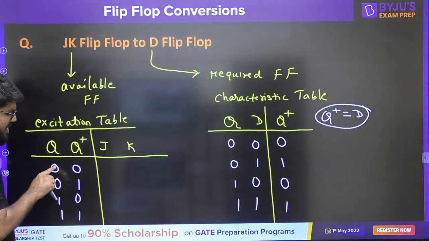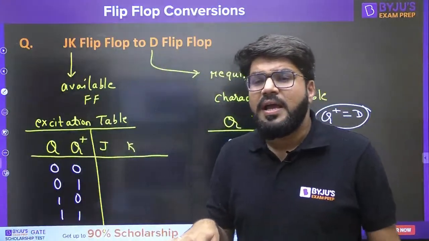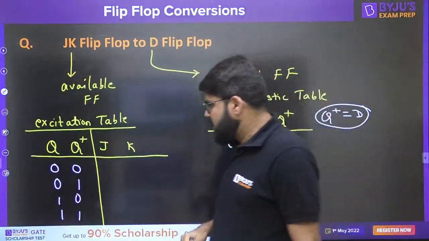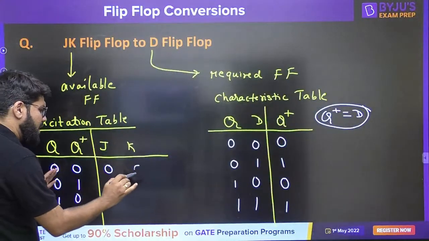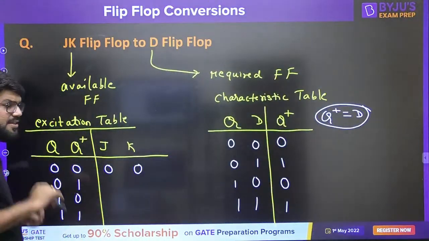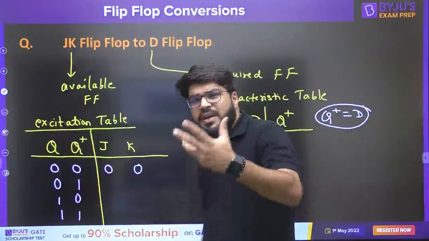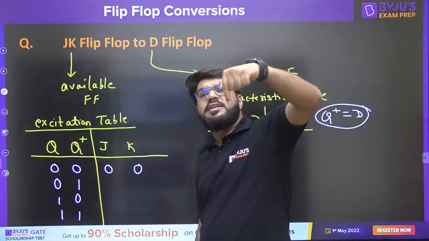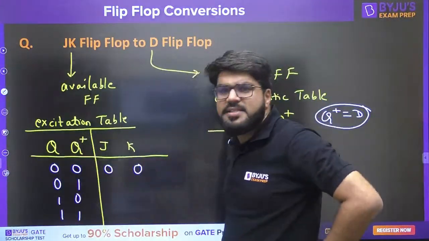Q and Q plus. Q is 0, Q plus should be 0. The current state is 0, next state should also be 0. There are two cases. Either the device remains in the same state, 0 to 0. And now think reverse. When is the device in the same state? When JK is 0, 0. So this is JK 0, 0.